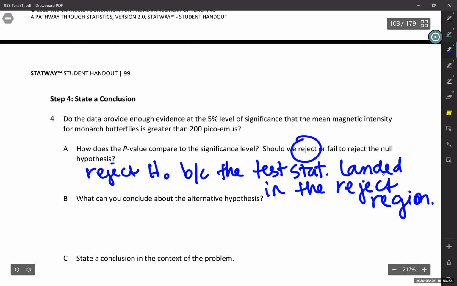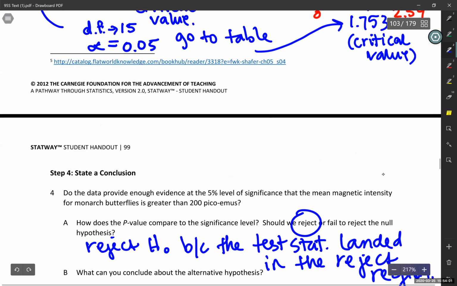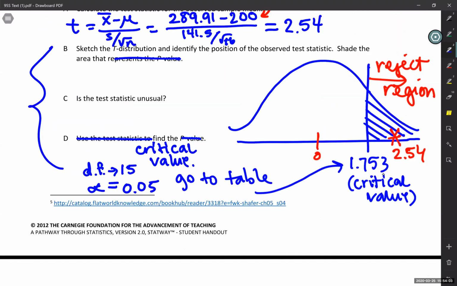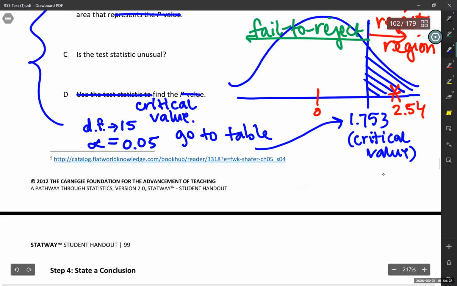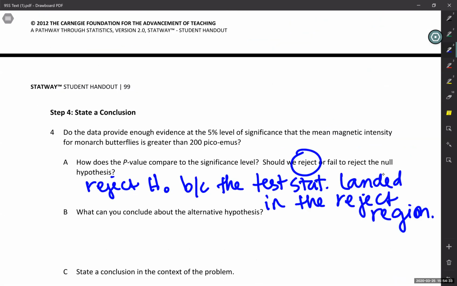And so what we have here is this line that we drew, the cutoff, which we got from the table, our critical value. And then we asked, on what side of the line is our test statistic? If it was on this side, it would have been fail to reject. However, that's not where it landed. It landed on the red, the reject region. So we will reject the null hypothesis because the test statistic landed in the reject region.